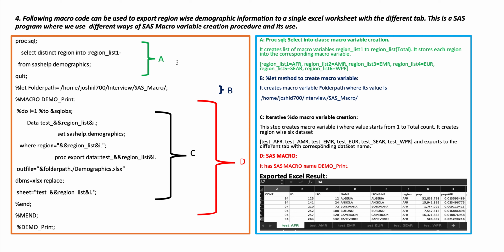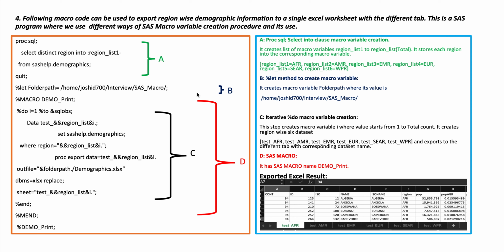The first group is A. This is the PROC SQL SELECT INTO clause macro variable creation method. It creates a list of macro variables region_list1 to region_list_total, where total means we have 6 here, and it stores the value of each region. That means region_list1 equals AFR, region_list2 equals AMR, and so on.